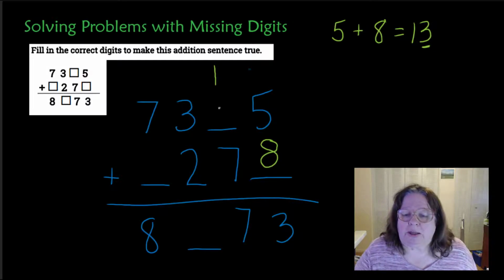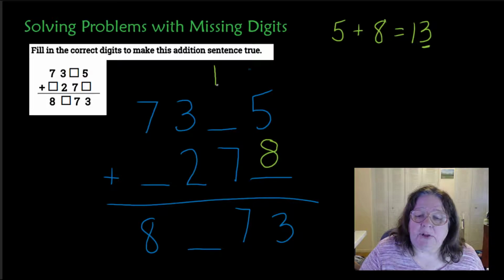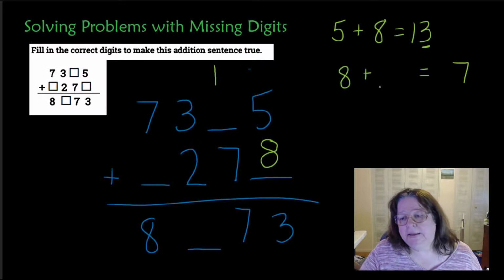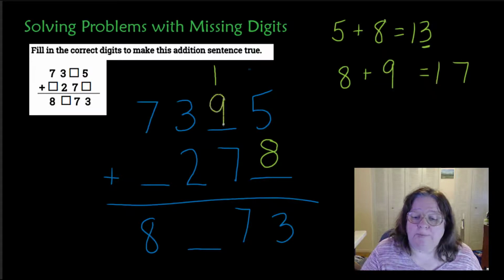So now let's look at this column. 7 plus 1 is 8. 8 plus something needs to end in a 7. Well, 8 plus 8 is 16. 8 plus 9 is 17. Let's put a 9 here. So now we've got 9 plus 1 is 10. 10 plus 7, sure enough, it's 17. And we put this 1 up here.